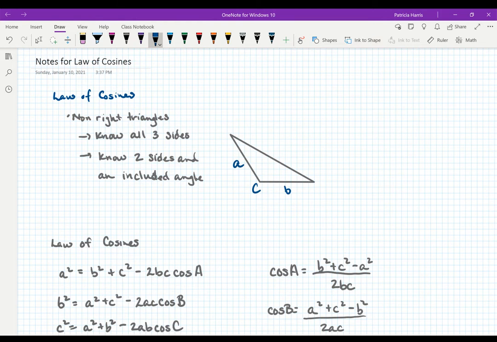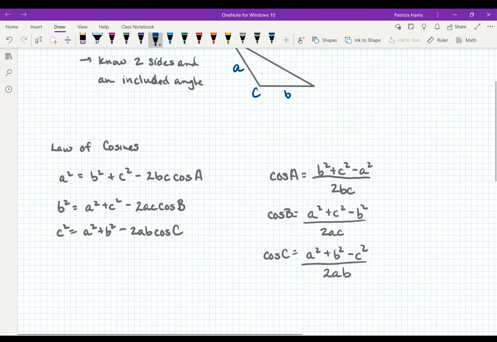Okay, so the law of cosines actually has quite a few formulas. There are actually 6 of them. Okay, they look like this. Now, the ones on the left are for when you want to find a missing side. The one on the right is for when you want to find a missing angle. Okay, so I'll give you a chance to look at those.